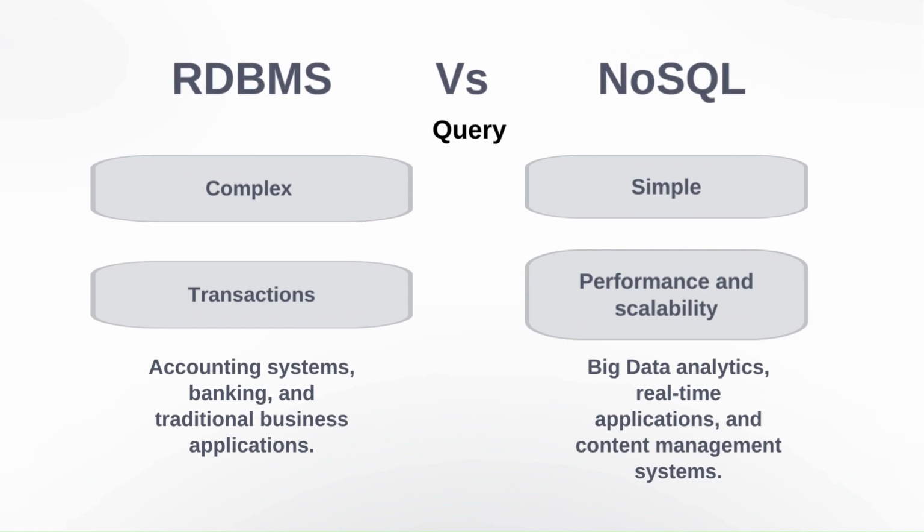Complex queries are processed through RDBMS. Transactions are also an integral part, which allows banking systems, accounting systems, and traditional business applications to smoothly perform transactions. Even using transactions, backup data or a catalog or a time lock can be created. Whereas NoSQL follows a simple structure and focuses more on big data analysis or real-time applications such as social media likes, comments, etc.